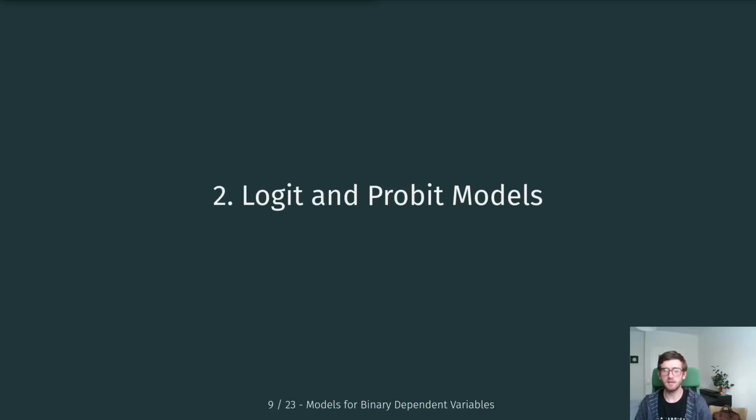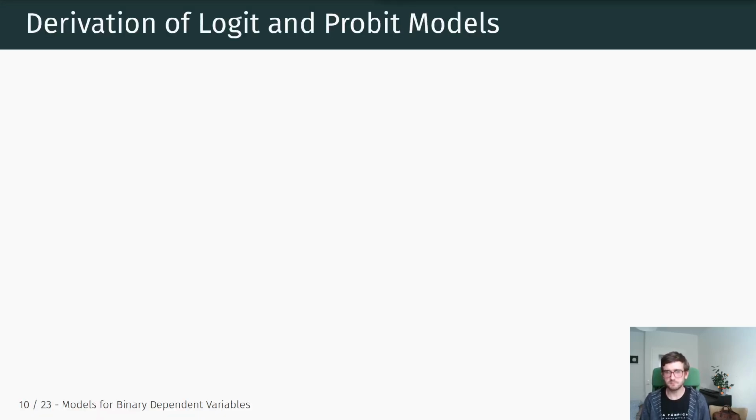Hey everyone. After talking about the linear probability model and what happens with OLS once we use it for binary outcome measures, now we're going to turn to introducing Logit and Probit as alternatives to model dichotomous dependent variables. And there are a couple of different ways of deriving both Logit and Probit as a model.